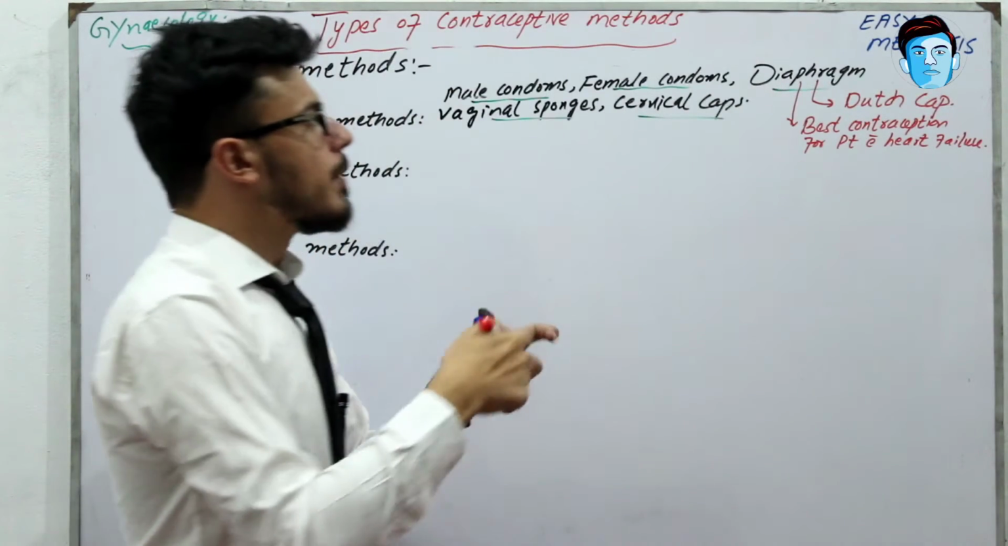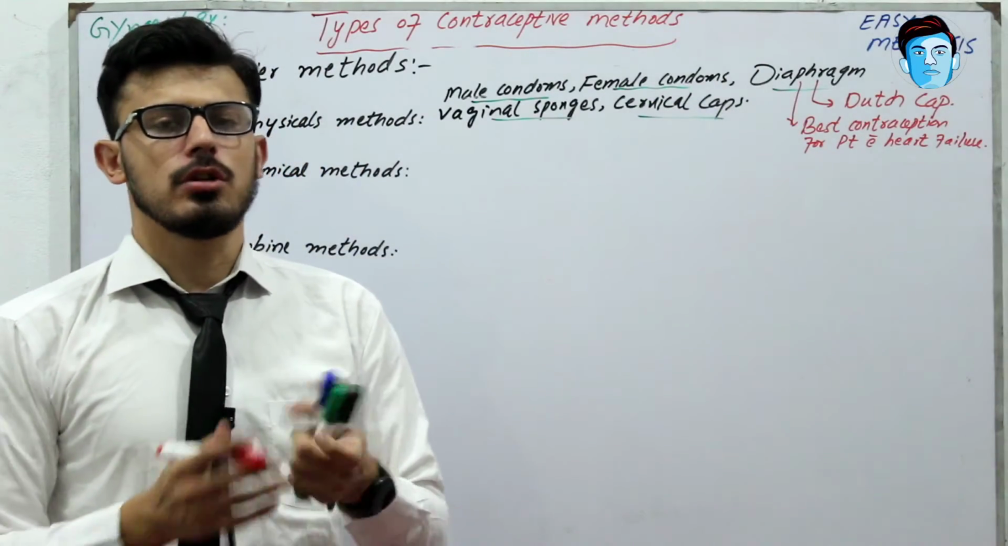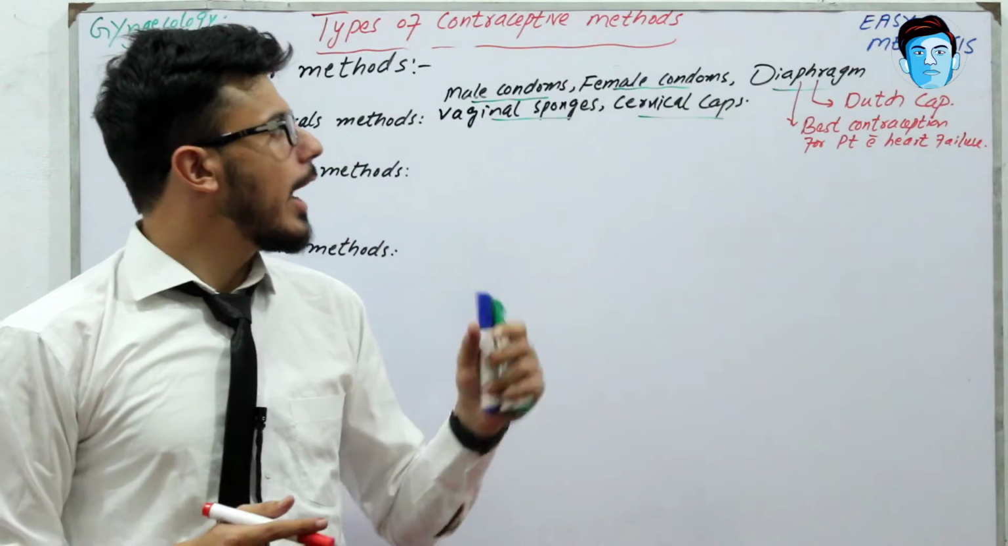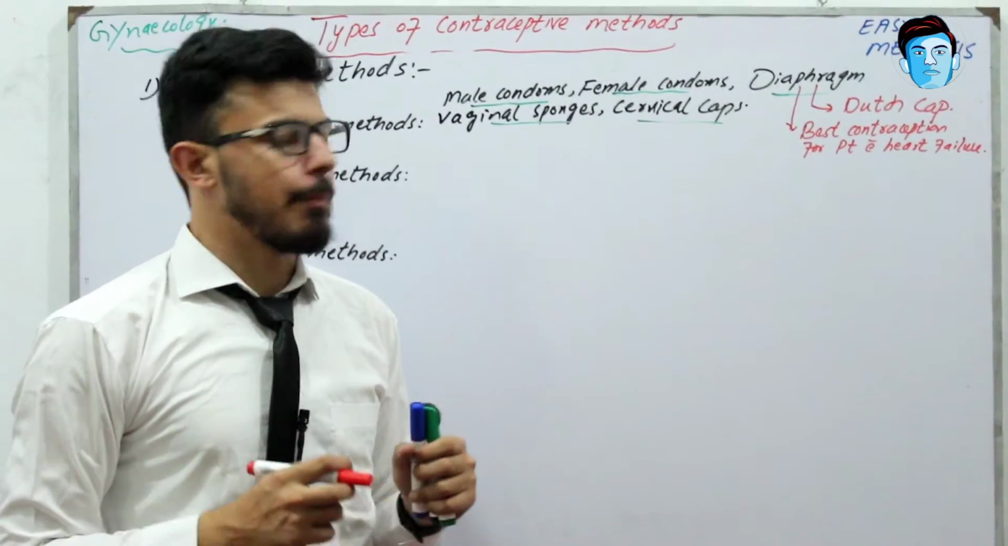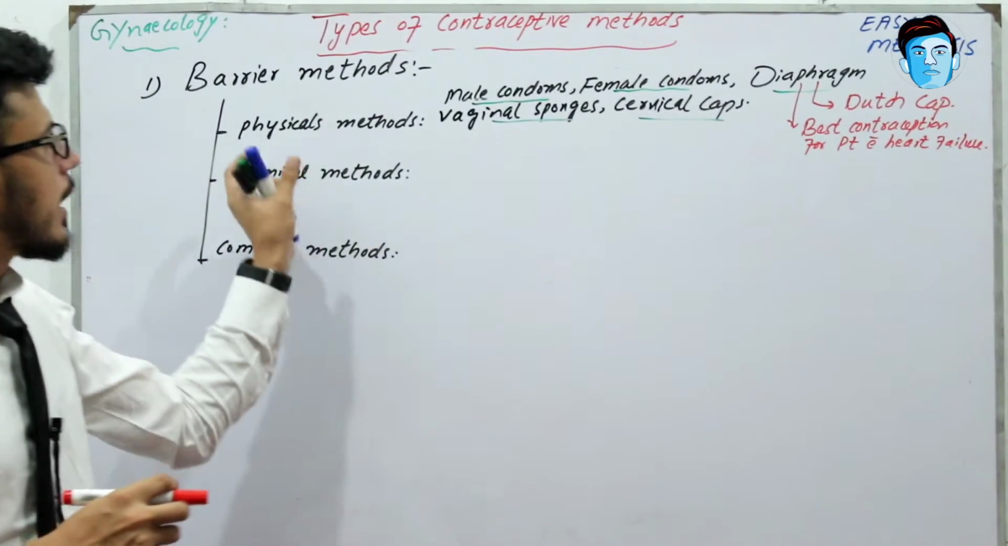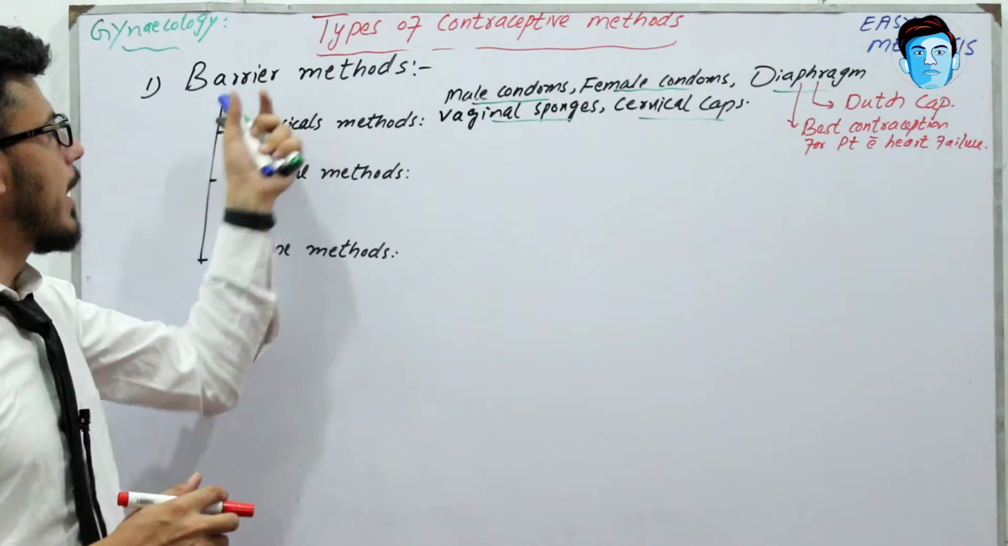So diaphragm is also known as Dutch cap. It mechanically prevents the ascent of sperm up to the upper genital tract, and it is considered as one of the best contraception for patients with heart failure. So these are all coming under the category of physical method of barrier method.